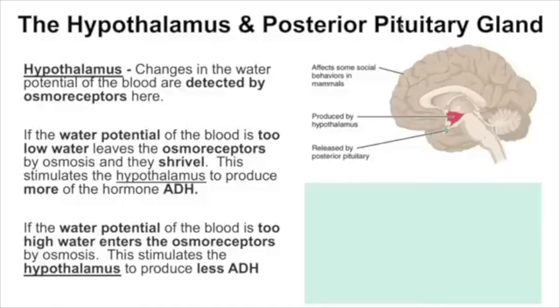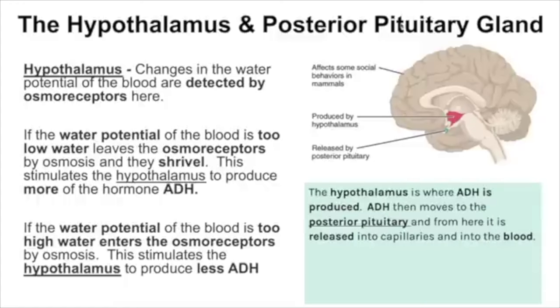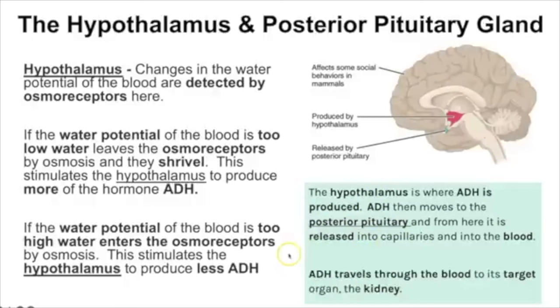If the water potential of the blood is too high, water enters the osmoreceptors by osmosis. This stimulates the hypothalamus to produce less anti-diuretic hormone. So the hypothalamus is where the ADH is produced, but it then moves to the posterior pituitary, and from here it is released into the capillaries and into the blood. ADH travels through the blood to its target organ, which is the kidney.